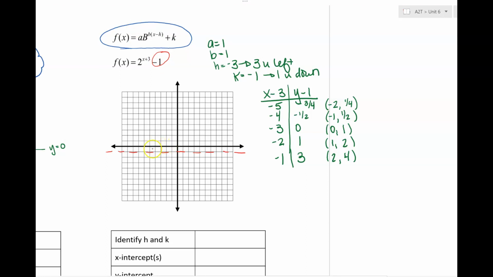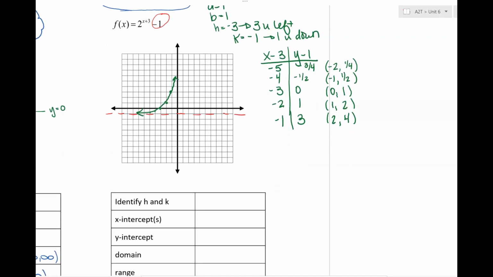1, 2, 3, 4, 5, negative 3/4. Oh, fudge. I hate when it does that. Sorry, guys. And then negative 4/2, negative 3, 0, negative 2, 1, negative 1, 3. And there it is. So identifying h and k, we've already written it down. So it's negative 3 and negative 1.